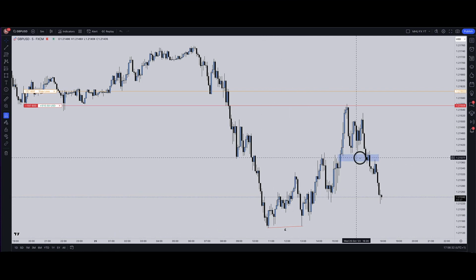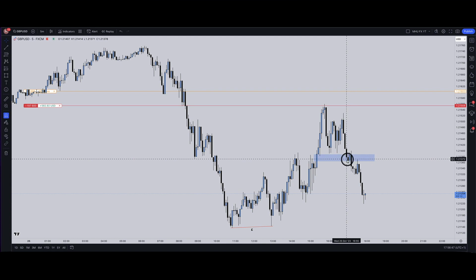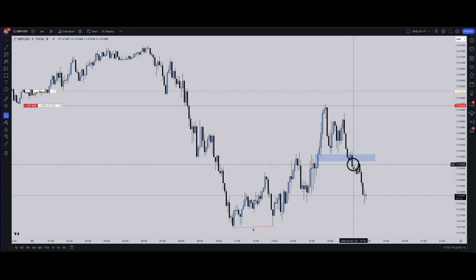This imbalance here was used as an inverse imbalance over here. You know, that's an ICT concept right there, or an inverse fair value gap. Also, guys, we've tapped into this bearish order block right here. The low of it comes in at 1.21368. The high of this candle comes in at 1.2137. We've tapped into that candle. This order block has been used, so we shouldn't be looking to use this again.